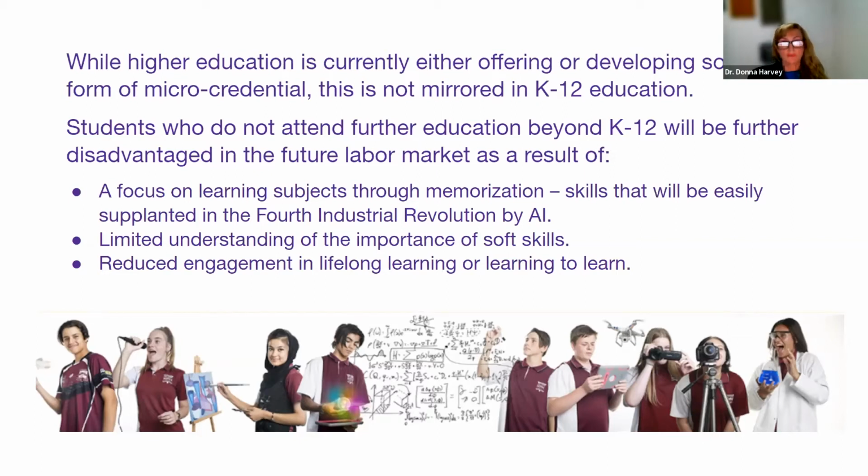As a result, we tend to have a focus on learning subjects through memorization in secondary school. We have subject-based or maybe project-based topics in our schools, and we learn those subjects through memorization. They're skills that are going to be easily supplanted in the fourth industrial revolution by AI. So we need to rethink how we're doing that in schools. We have a limited understanding of the importance of soft skills. As I said, they're embedded in syllabuses and in curriculum, but we're not focusing on them. And again, that is worldwide.